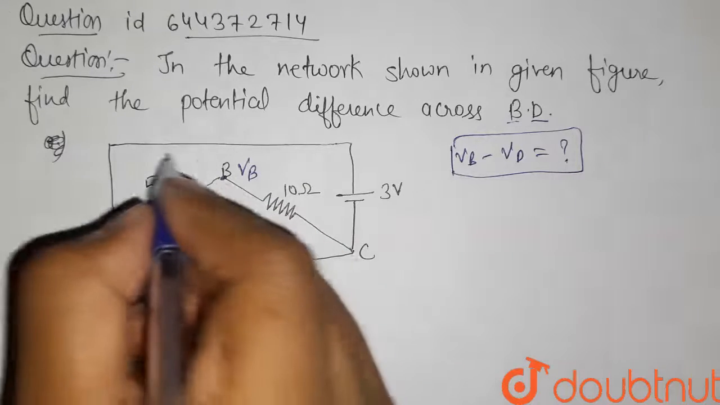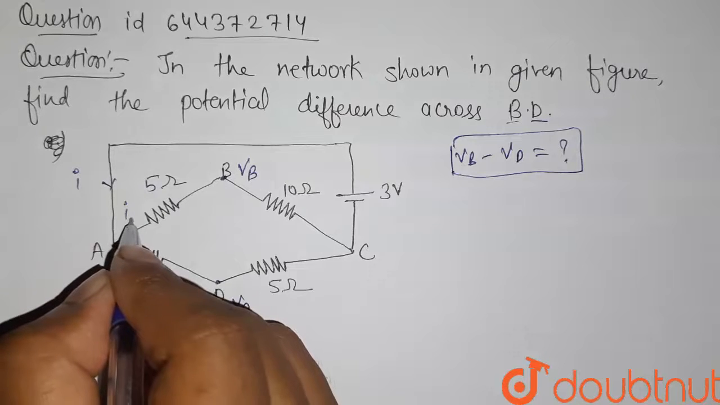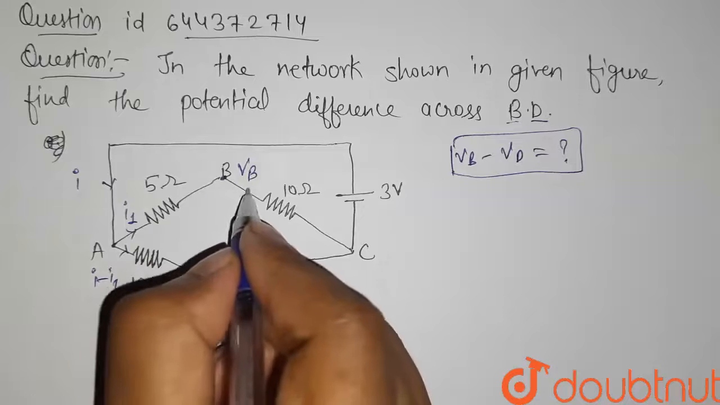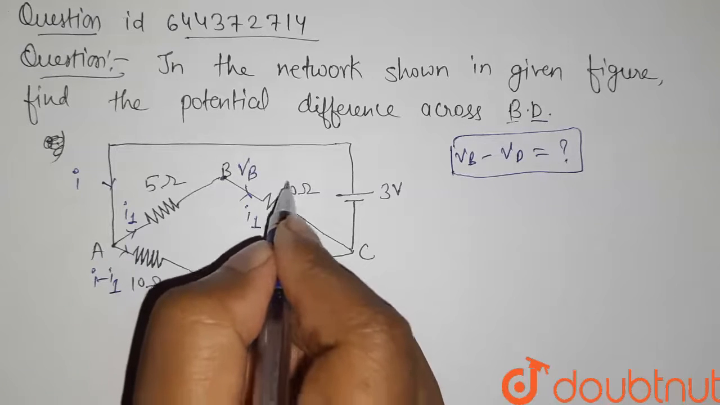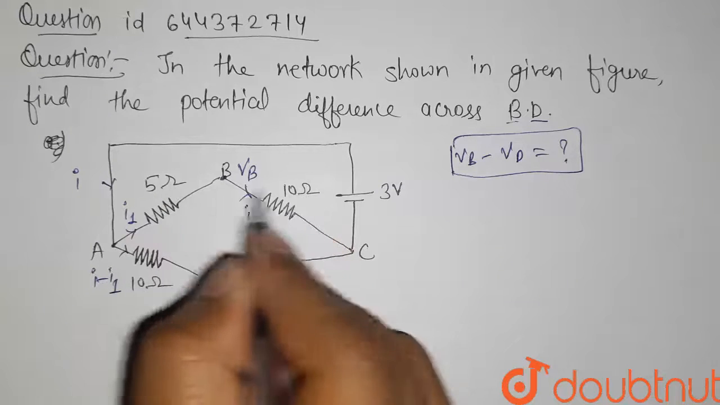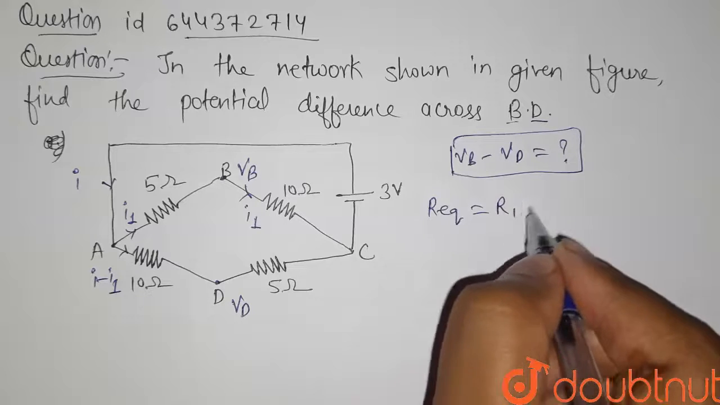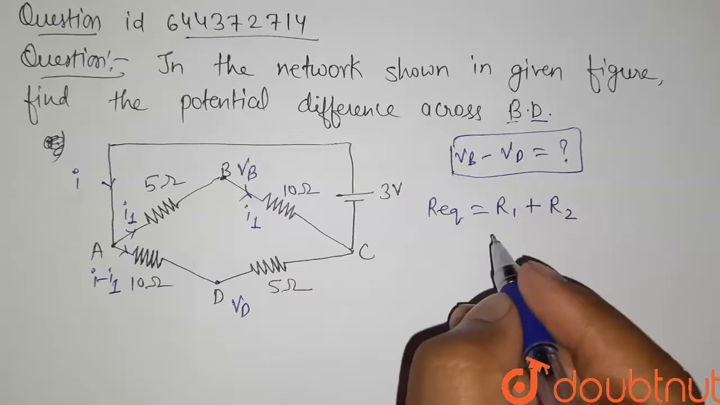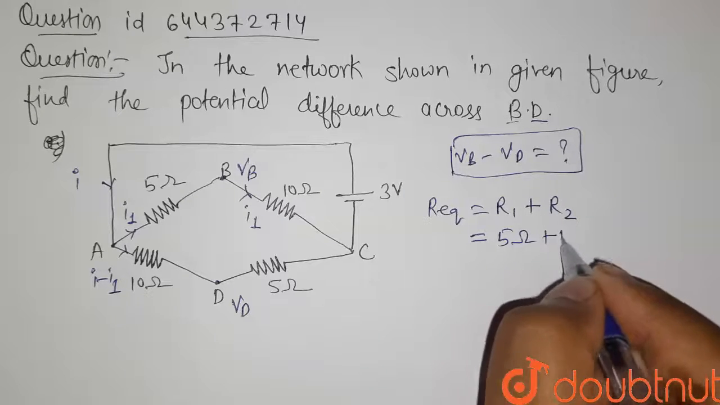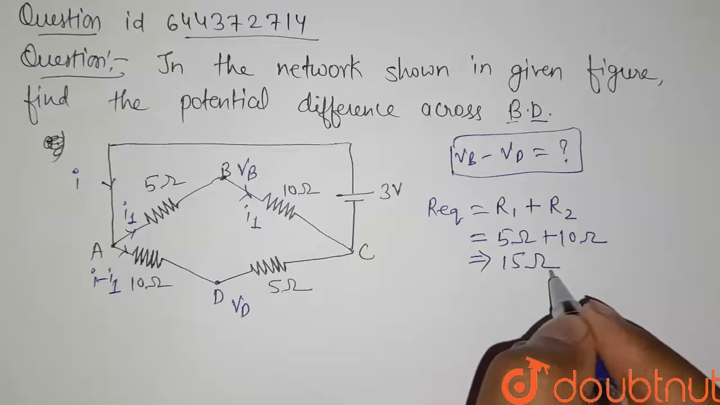Now we can see here that if the current I is flowing in this circuit, then here the current will be I1, and here it will be I minus I1. This same current will flow through this resistance of 10 ohm. So we can say that this 5 ohm and this 10 ohm are in series combination. In series combination, the equivalent is given by R1 plus R2. The value of R1 here is 5 ohm plus R2 is 10 ohm, so their series equivalent will be equal to 15 ohm.